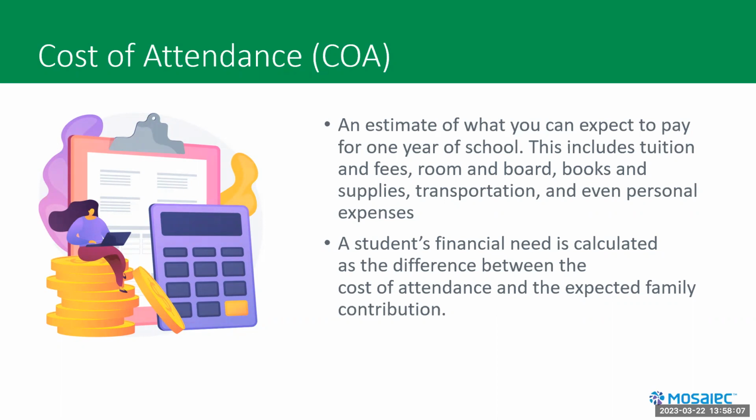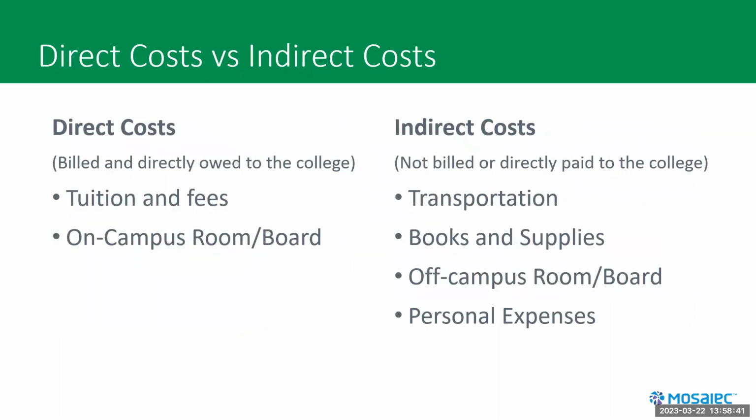Now, the student's financial need is calculated as the difference between the cost of attendance and the expected family contribution, or EFC for short. And that's where the financial aid office has to determine what your financial need is so they can determine what types of financial aid that you're eligible for. The expected family contribution, or EFC for short, is what you will receive after you fill out your FAFSA. So after you fill out your FAFSA, you'll get your EFC, and that will help the school determine what types of financial aid you might be eligible for.